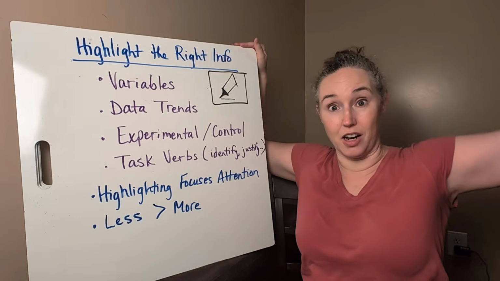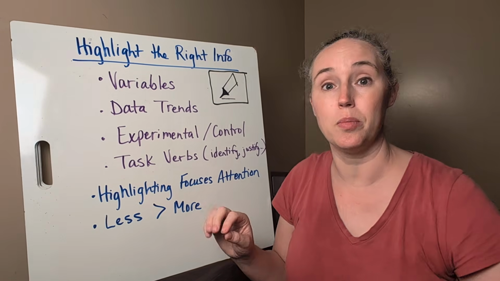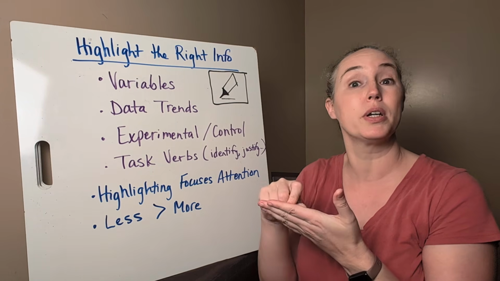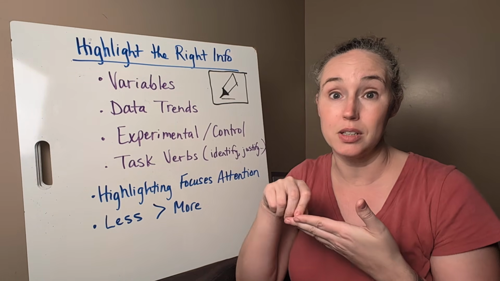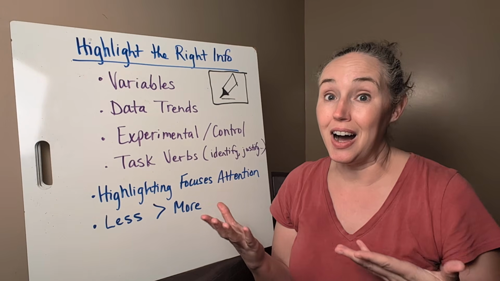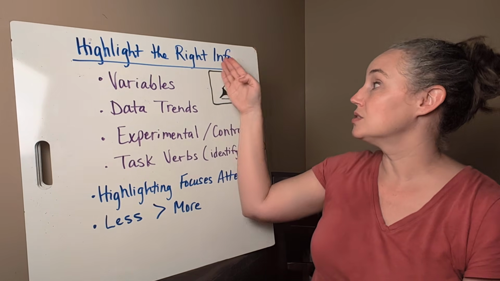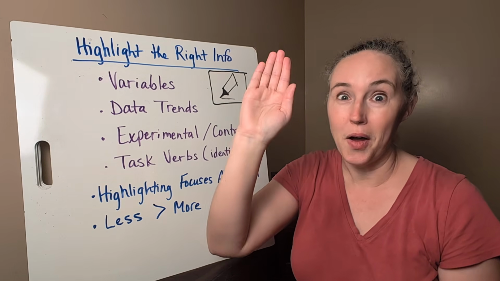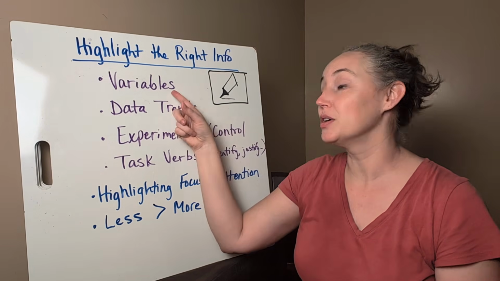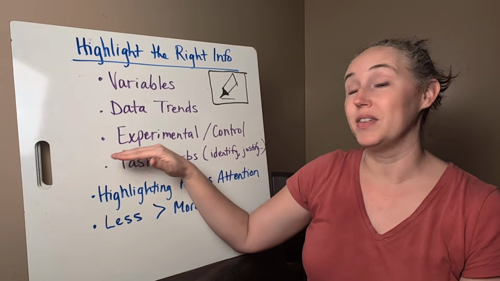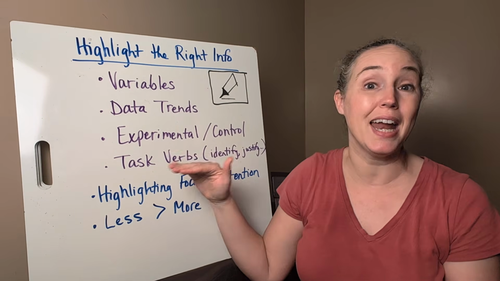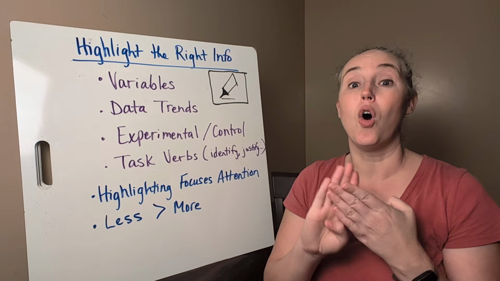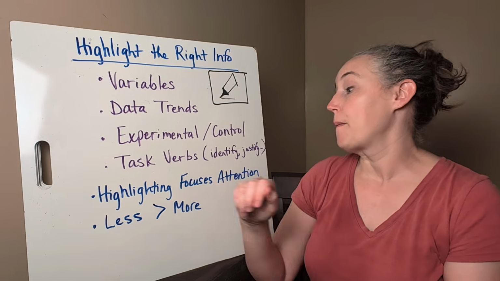First, let's look at the highlighter tool. On this exam, you can't do like a paper test where you circle something you think is important or put a star or write little notes in the margin or make a sketch. On this, you can only use the highlight tool. You want to highlight not everything, only the most important things. So variables, data tables, if you have an experimental or a control group, and any of your task verbs like identify, justify, describe, predict, all of these things you want to highlight.